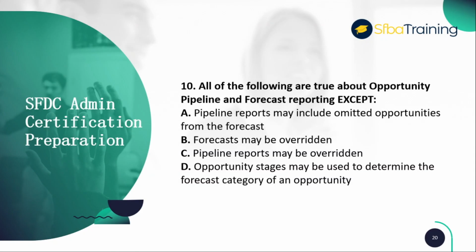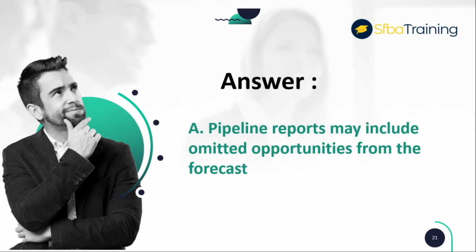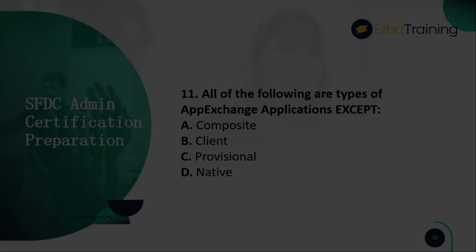Number 10. All of the following are true about opportunity pipeline and forecast reporting except A. Pipeline reports may include omitted opportunities from the forecast. B. Forecasts may be overwritten. C. Pipeline reports may be overwritten. D. Opportunity stages may be used to determine the forecast category of an opportunity. The answer is A. Pipeline reports may include omitted opportunities from the forecast. Number 11.